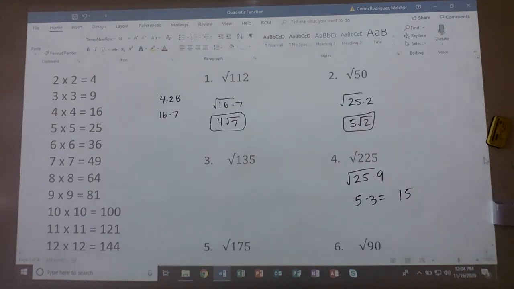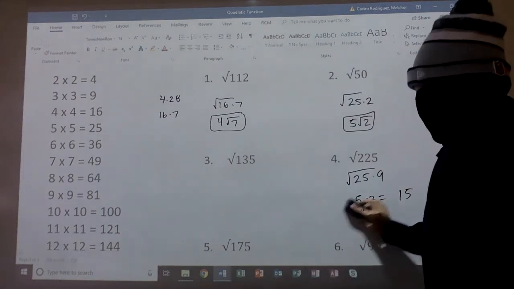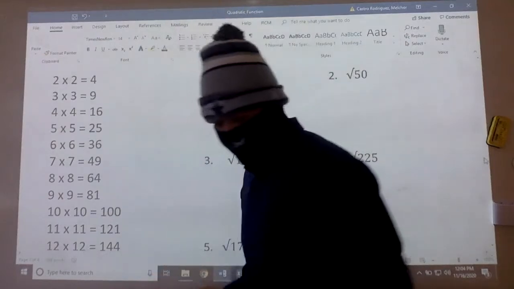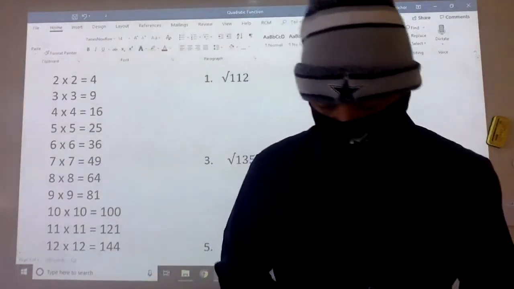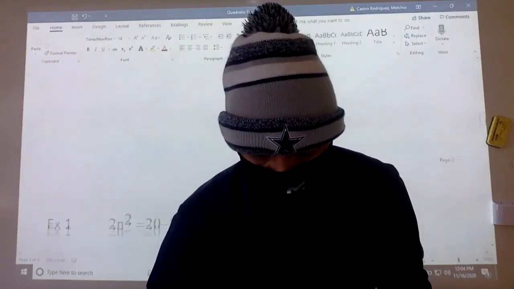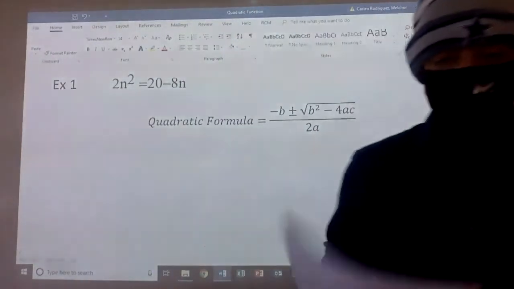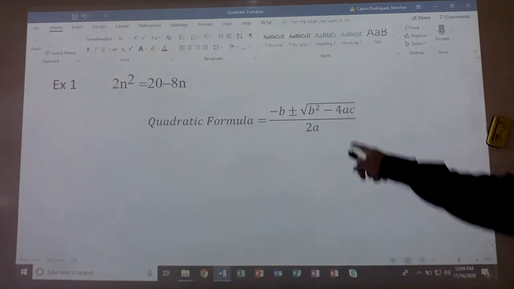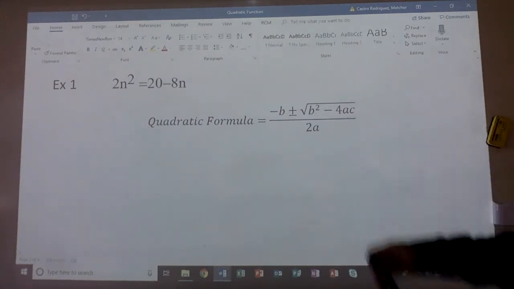Your objective is to learn how to factor using the quadratic function formula. Sample number 1. There it is. Quadratic formula is this one. So once again, the quadratic formula is right here.